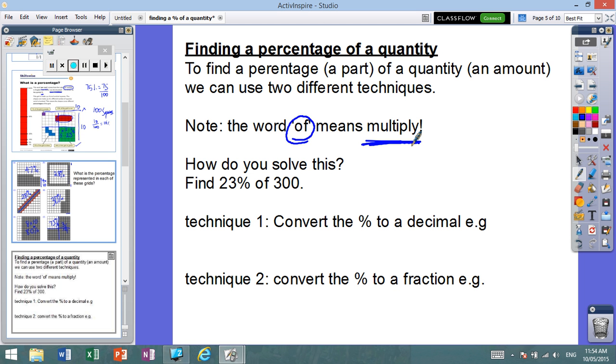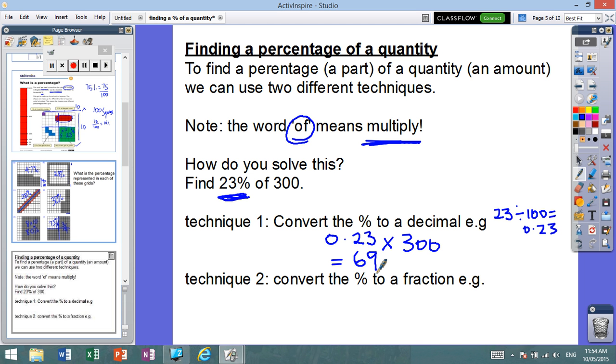The first one is convert the percentage, this one here, the 23, to a decimal. Okay, so a decimal, as soon as we start doing it, 23% is the same as 0.23. Okay, you can work that out by going 23 divided by 100 equals 0.23 in your calculator. Okay, so 0.23, we know of means to multiply. So 23% of 300. We pop that into our calculator, and we will get 69.